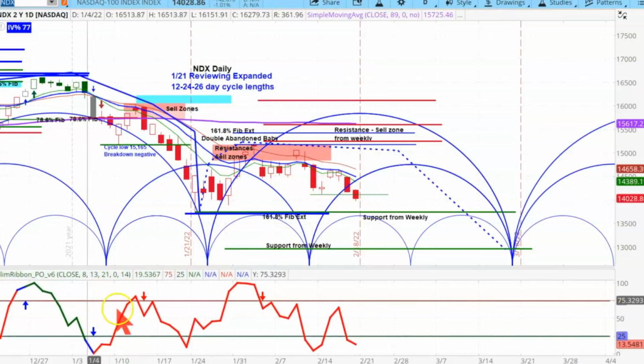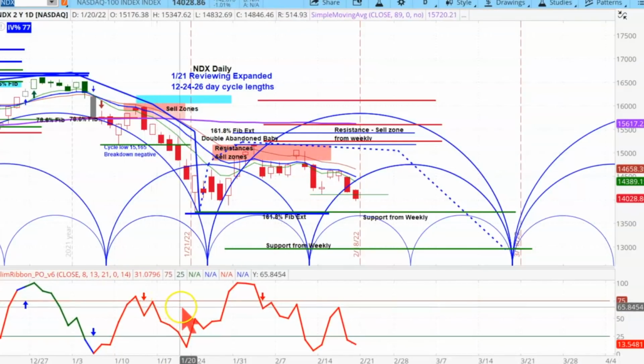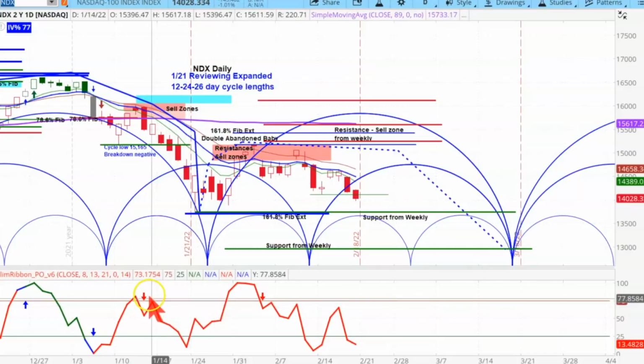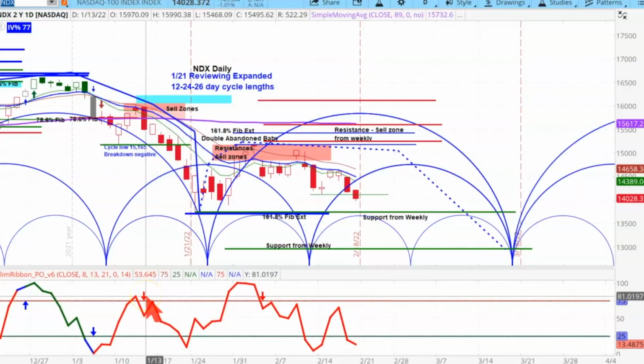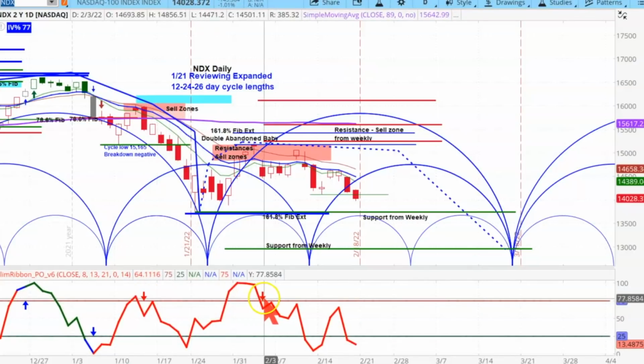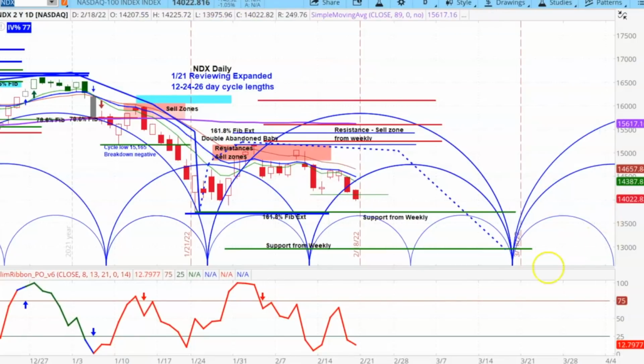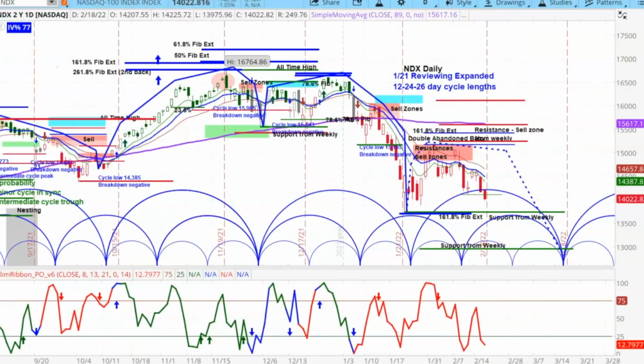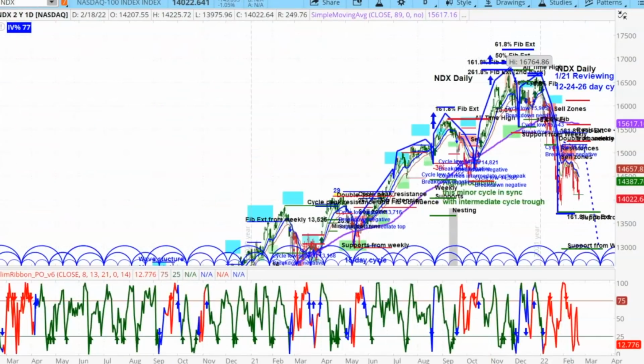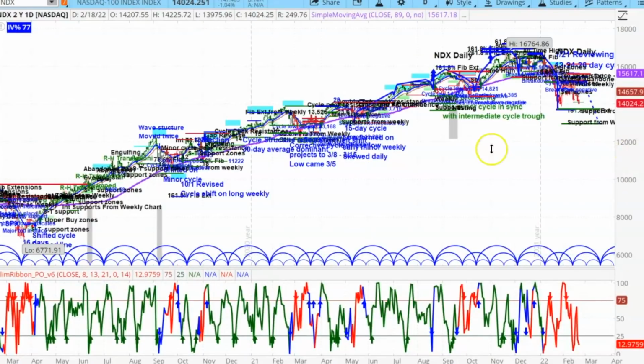The slim ribbon PO was telling you that right in here, and you can see these signals in here which tell you that downside is likely to continue, that the momentum is likely to continue on the downside as it continued to move on the downside. I can go way back and show you periods where it was positive, and that the signals were giving you conditions that were quite positive.